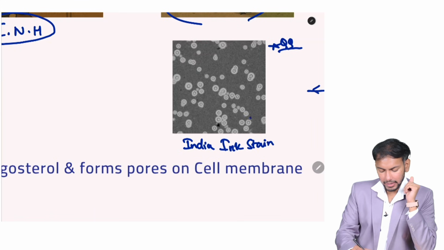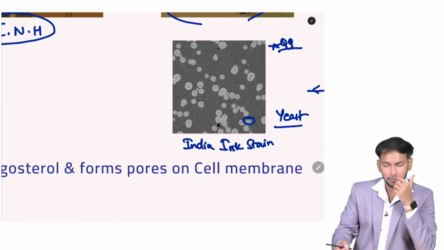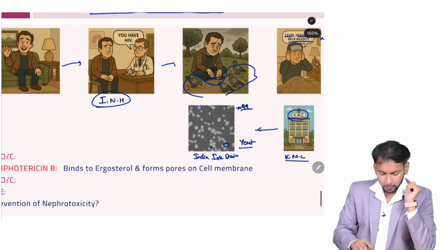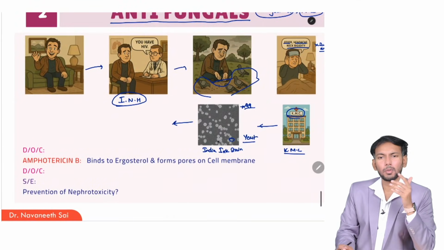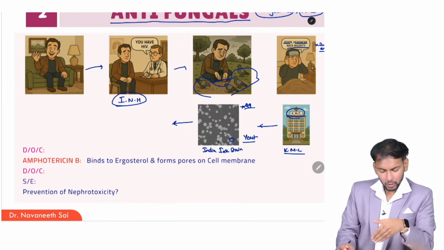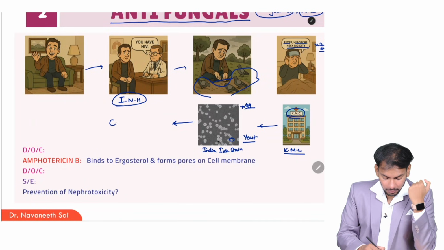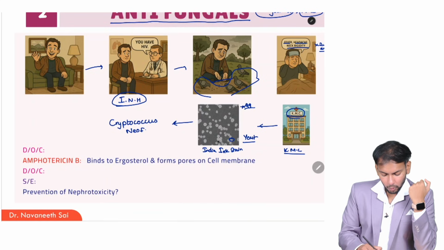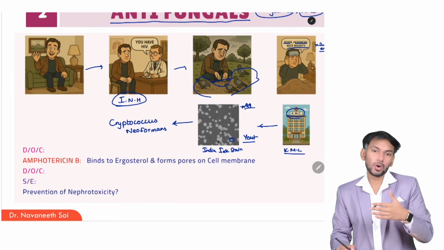What do you see here? Encapsulated budding yeasts. Did you understand this much? Now, what is the most common cause of meningitis in HIV? You should have known the answer. If you don't know what is this India ink staining, it is because of an organism called Cryptococcus neoformans. So, the most common meningitis in HIV is cryptococcal meningitis.